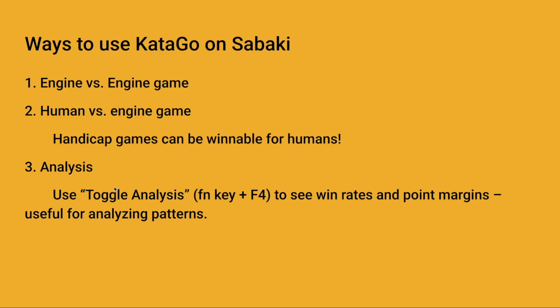Lastly, we can use it for analysis. You can use the toggle analysis option. Again, that is engines on top. Click on that, and then you're going to see the option toggle analysis. If you want to use your keyboard, that is the FN key at the bottom left of your keyboard plus F4 on the first row. That way you can see win rates or point margins, not both, and it's useful for analyzing patterns. That's how I analyze some of the Joseki patterns I teach here on my channel.